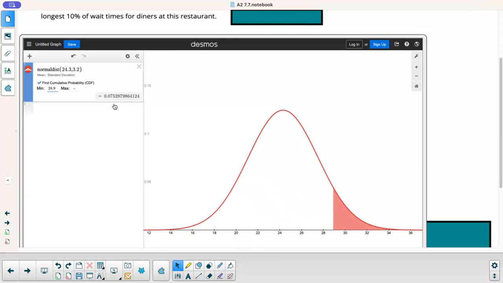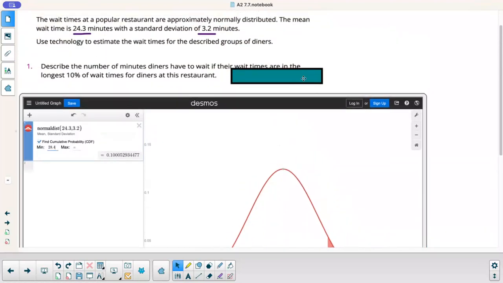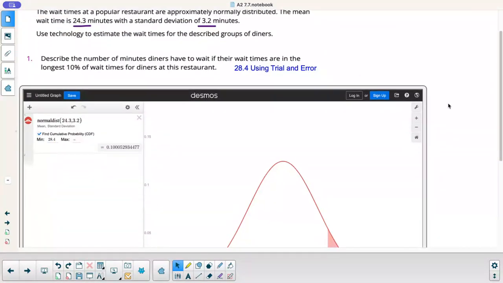28.9, not enough. 29, still not enough. 29.5. I'm sorry, 28.9 was, I need it to be bigger. So it's actually got to be 28.5. How about that? A little bit smaller. 28.4. That's pretty good. All right. And I did these earlier, so I wrote the numbers down so we can check them. Okay, good. 28.4.